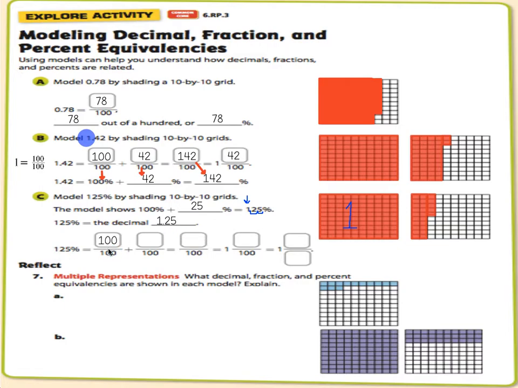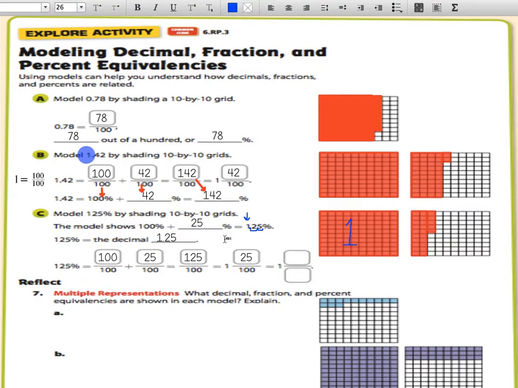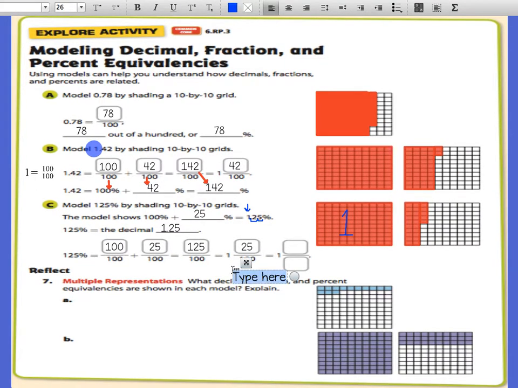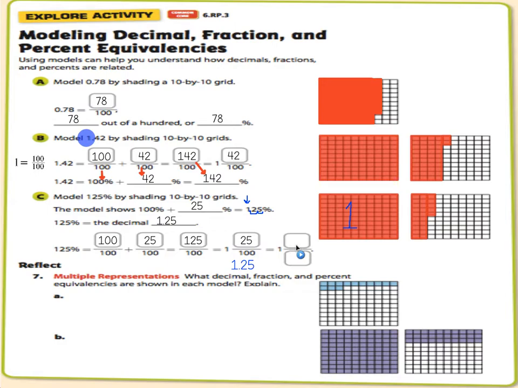Because once again, I have 100 out of 100 in the first block. I have 25 out of 100 in the second, which gives me 125 out of 100. Which is the same thing as saying 1 and 25 hundredths. So if I wrote that as a decimal, again, it would be 1 and 25 hundredths. Now, if I simplify that fraction, I can divide 25 and 100 both by 25, and I get 1 and 1/4.